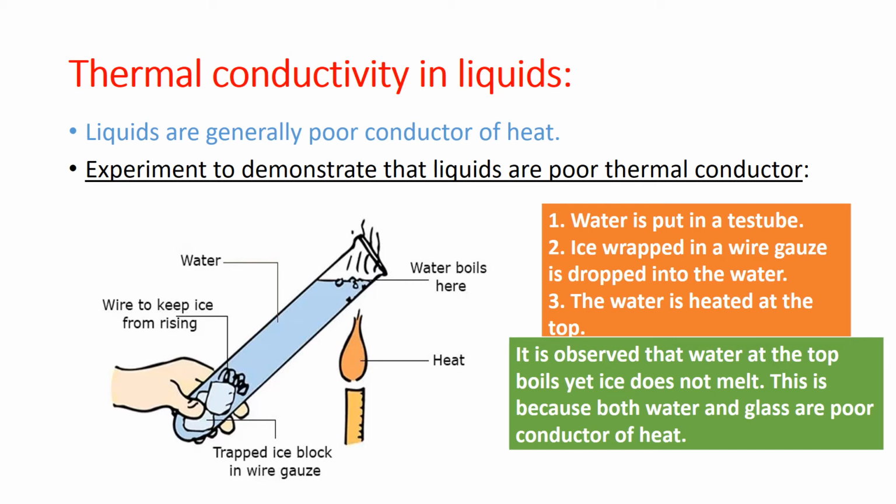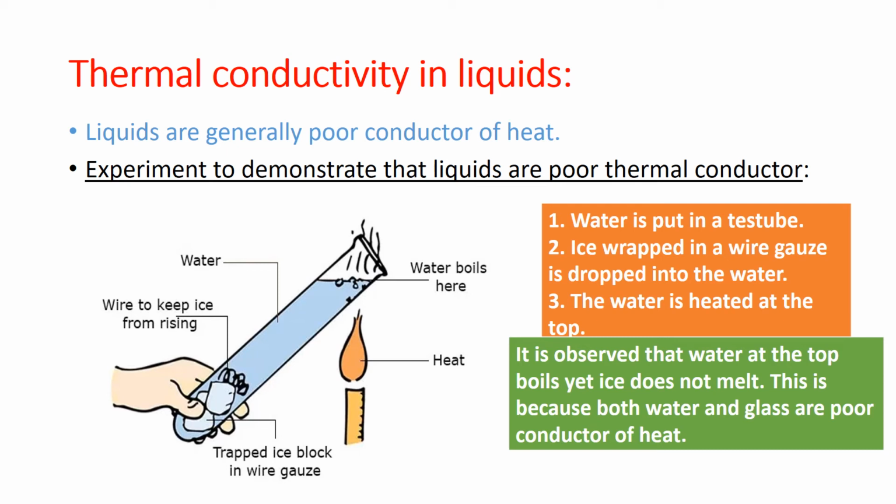I'm not saying that if you heat it the whole day it will not melt. No, for that short time that you're heating, let's say the water starts boiling at the top, the ice will still be unmelted at the same time. This is because water is a poor conductor. It does not conduct heat downwards. So water is put in a test tube, ice wrapped in a wire gauze is dropped in the water, and the water is heated at the top.